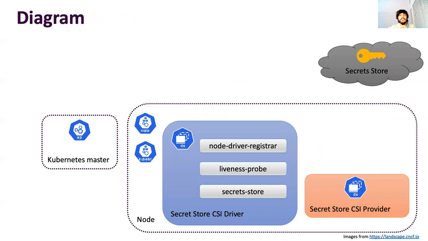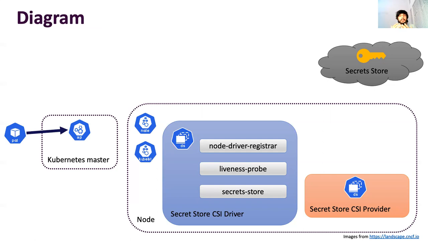So we saw a brief introduction on what the Secret Store CSI driver is. So how does the Secret Store CSI driver work? The driver is installed as a daemon set on each node in the cluster. In addition to the driver being deployed, there needs to be a provider-specific daemon set deployed on every single node.